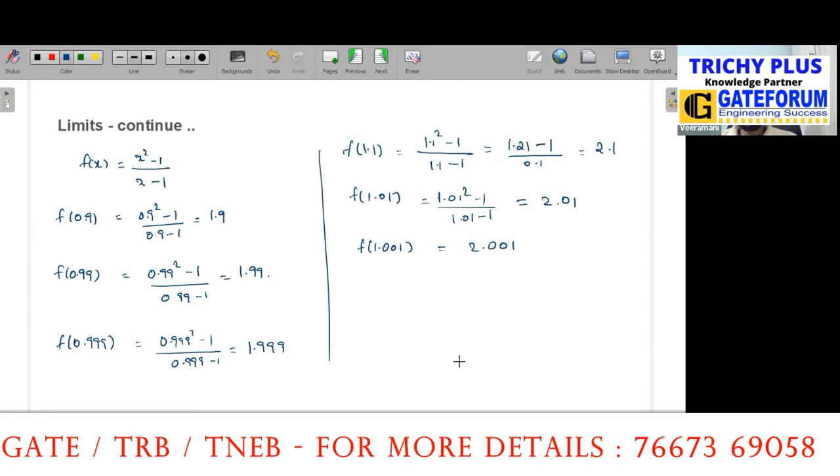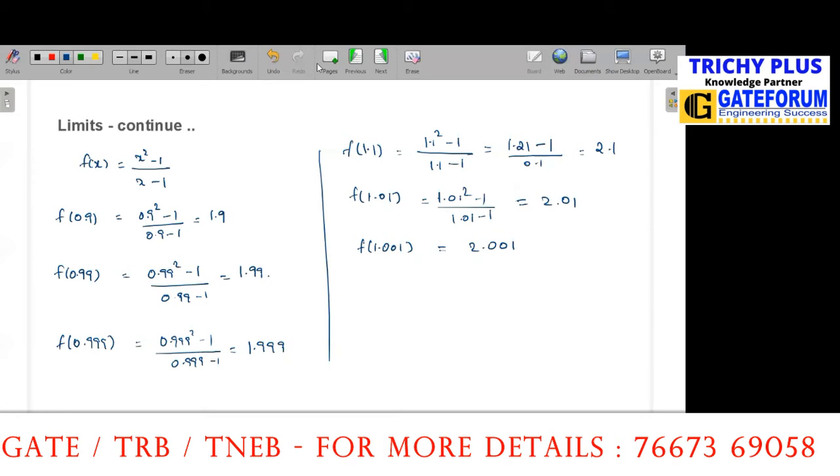Okay, so now you can confidently say that when you are approaching from the left-hand side and when you are approaching from the right-hand side, you end up with a value equal to 2. Am I right? Yes or no? When you are coming from the left-hand side and from the right-hand side, you end up at a value of 2, right?